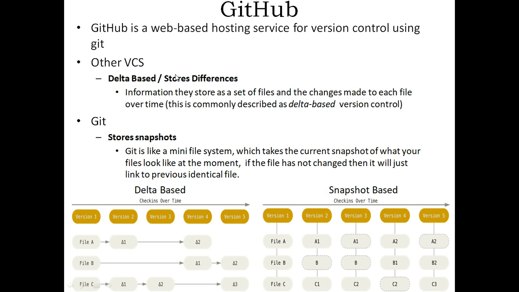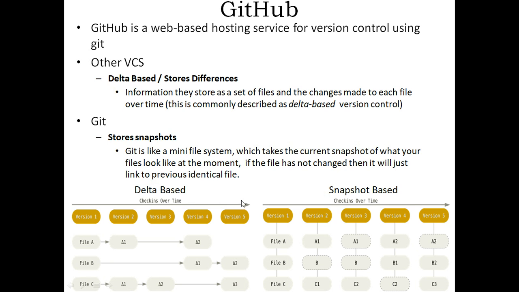The other version control systems generally make use of a delta-based approach, or they just store the difference of files or a set of files. That means the information they store will be a set of files, and the changes made to each file over time will be stored as a difference to the actual file. Whereas Git stores snapshots. Instead of storing the differences, it stores a snapshot. If there is a change in the file, then it takes another snapshot. If there is no change in the other files, then it just links them to the previous version.